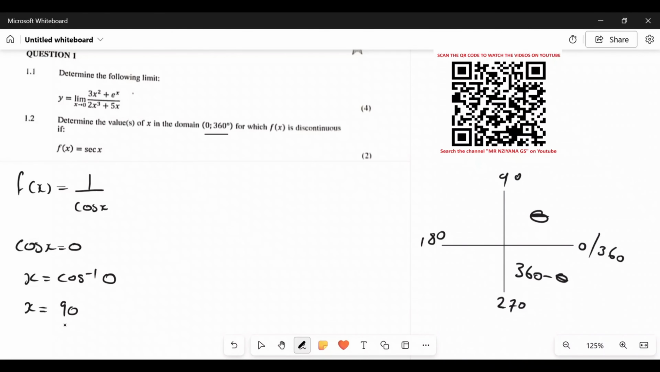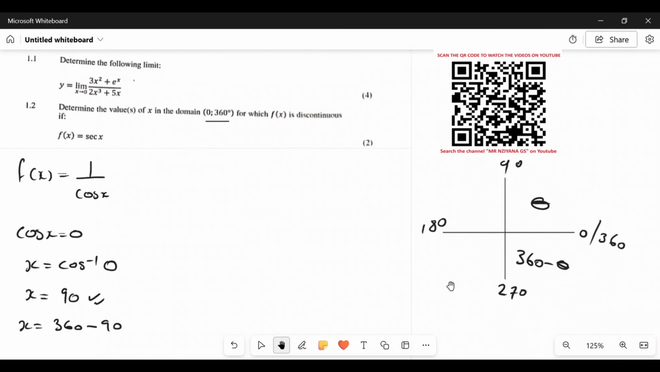So for the first quadrant, we are fine. We have 90. That is our final answer. And then for the fourth quadrant, we can say x is equal to 360 minus 90. So 360 minus 90 is supposed to give us 270. Let me just create a little bit of space here. So x is going to be 270 degrees. So these two are the answers there.